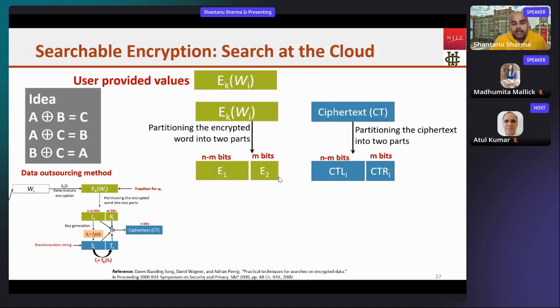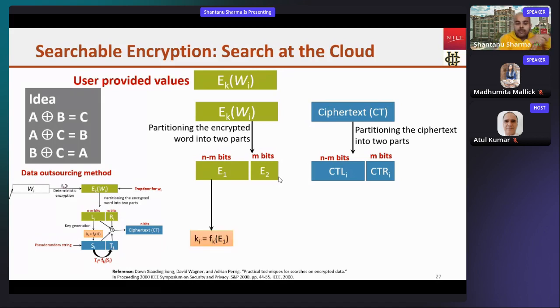So first part, in the last slide you saw that we partitioned our data into two parts. So the cloud will also partition the query trapdoor into two parts, n minus m bits. As you can see in green color, this is represented as E1, and the remaining m bits are denoted as E2. It will also partition each cell value of the data set into two parts, which I am denoting as CTLI and CTRI: ciphertext left part and ciphertext right part.